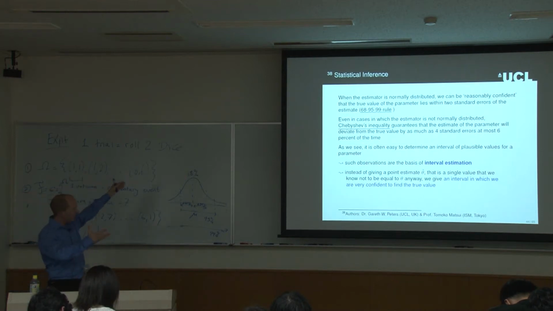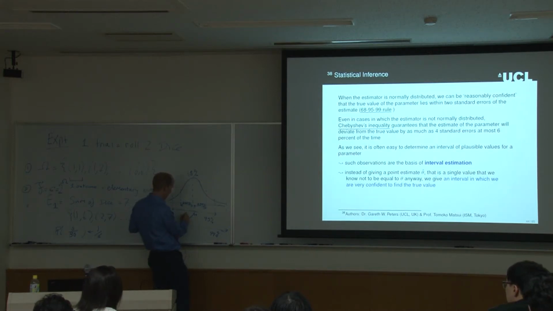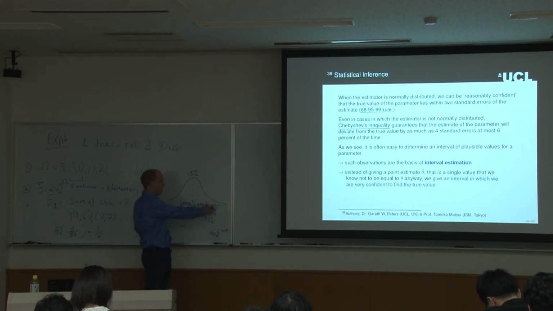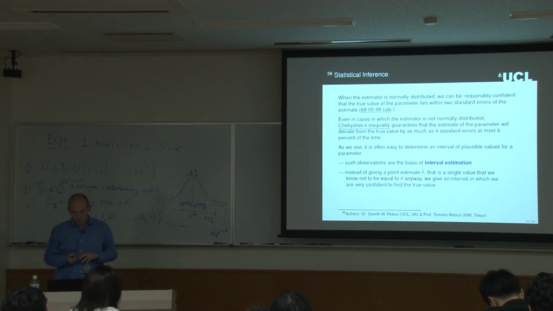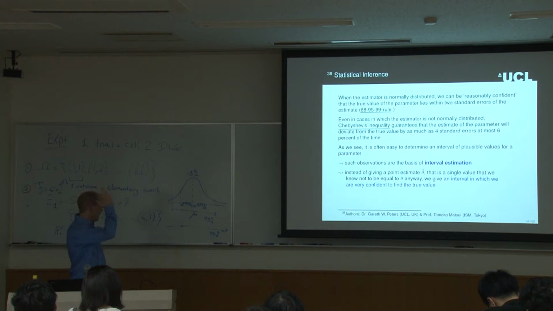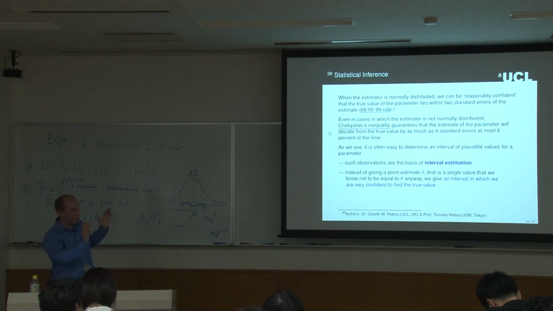So if the estimator is normally distributed and we take 2 standard deviations, we can be reasonably confident, i.e. 95% confident, that the true value of the parameter lies in this range. What we're doing here is moving towards giving an interval of values for our estimator rather than just a point estimate. Even in the case when we can't assume this normal distribution, Chebyshev's inequality tells us that if we use 4 standard deviations away from the mean, then we have a 94% confidence interval. So 6% of the time is outside of this region.